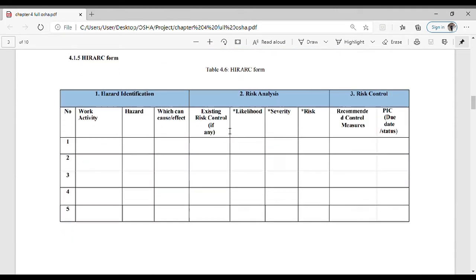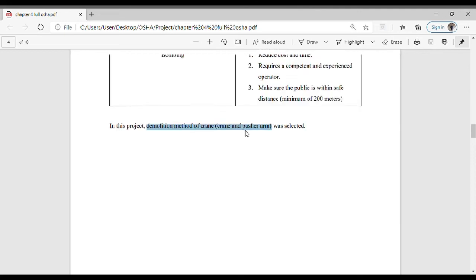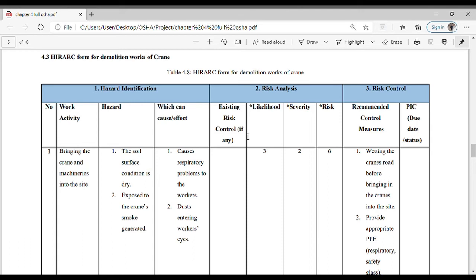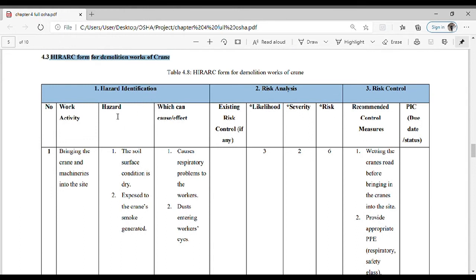So for our project, we selected the demolition method of crane and pusher arm. This is our group's demolition high risk form of crane. This is an example of our high risk form. For the hazard identification, for number 1, the work activity is bringing the crane and machineries into the site.